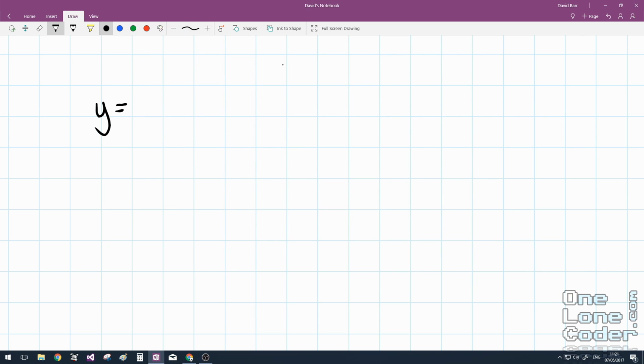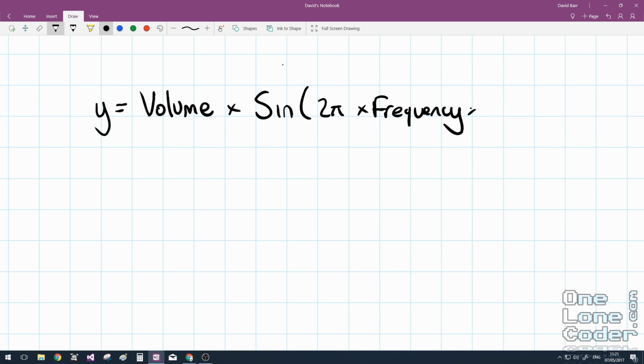Now, if you've watched any of my previous videos on sound synthesis, you'll know that we use the sine function a lot, and it's usually used in this sort of format, where we take the volume times the sine of 2 pi times the frequency of the sound that we want to play times time. And this is great when you have a processing architecture that has the facilities to do these functions.